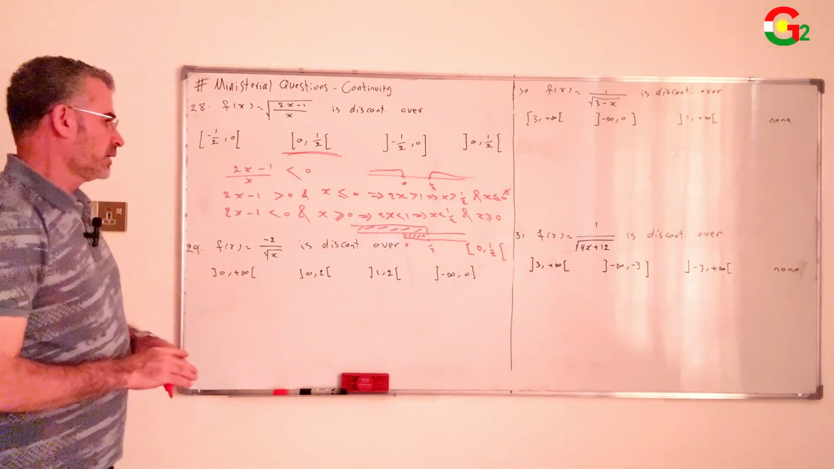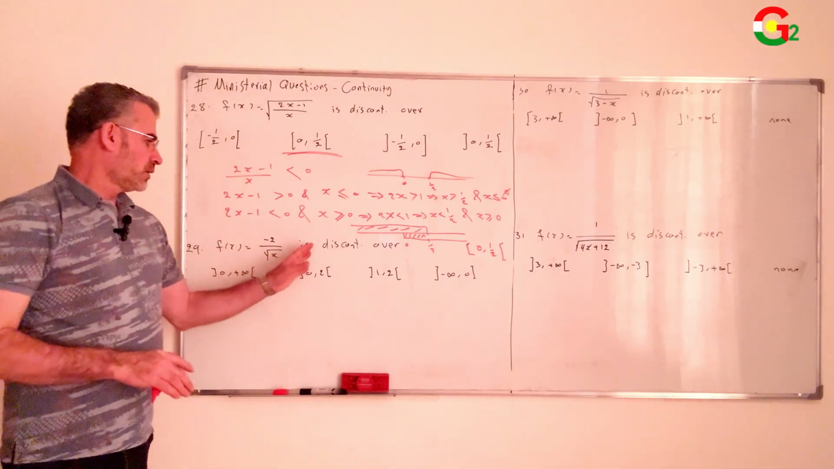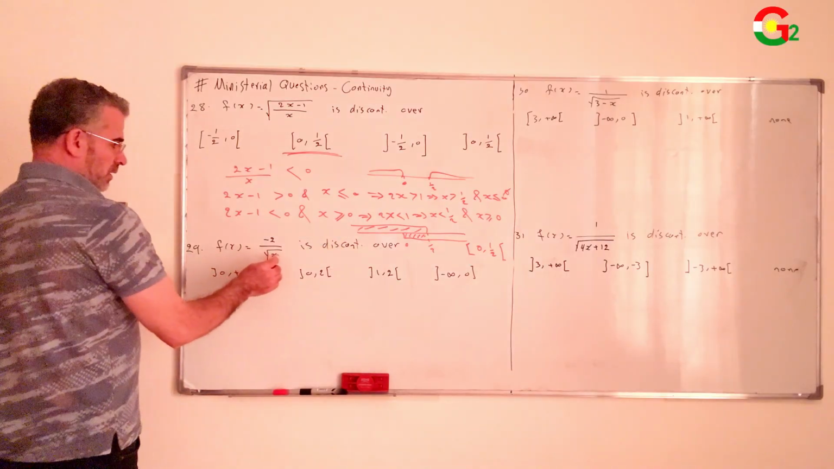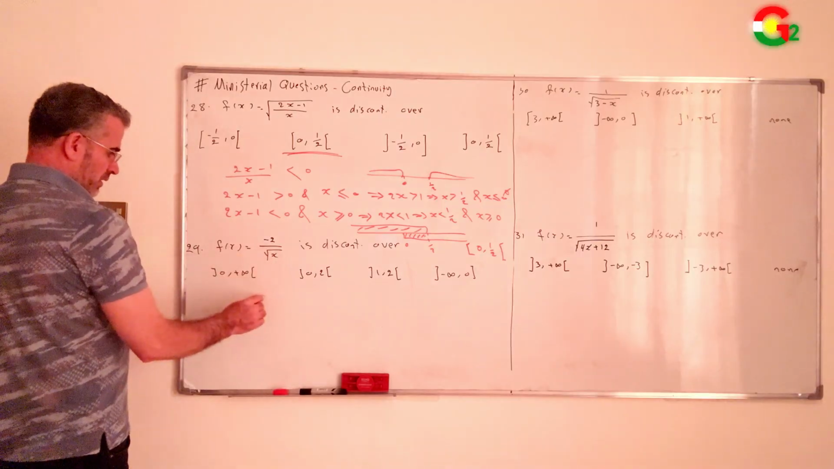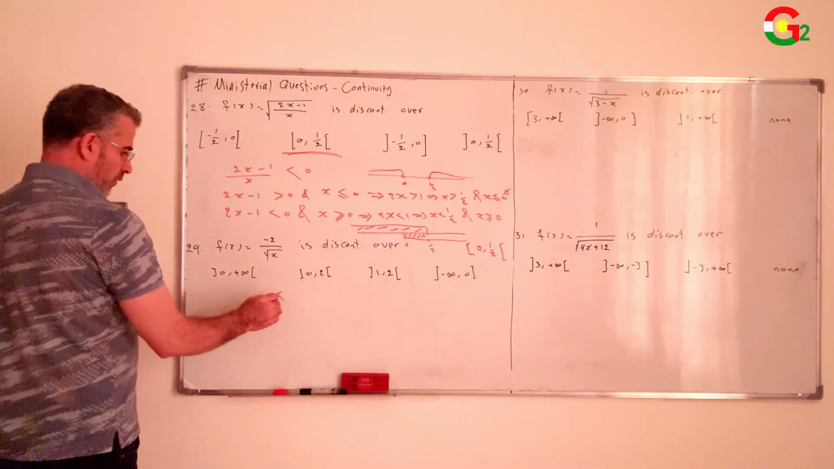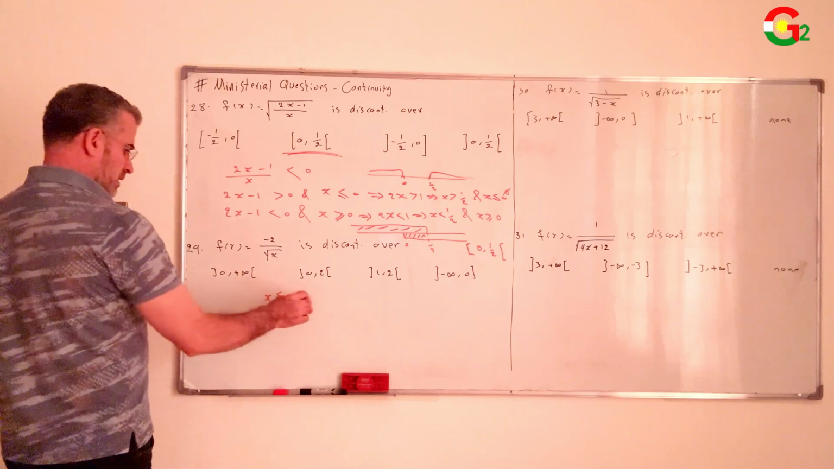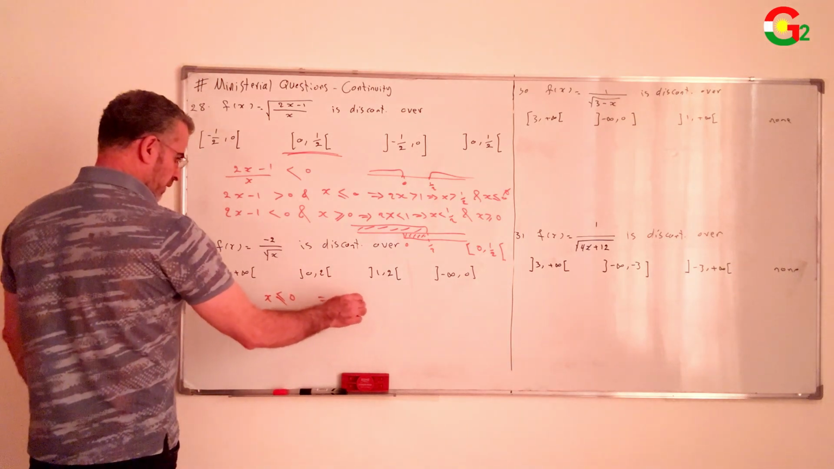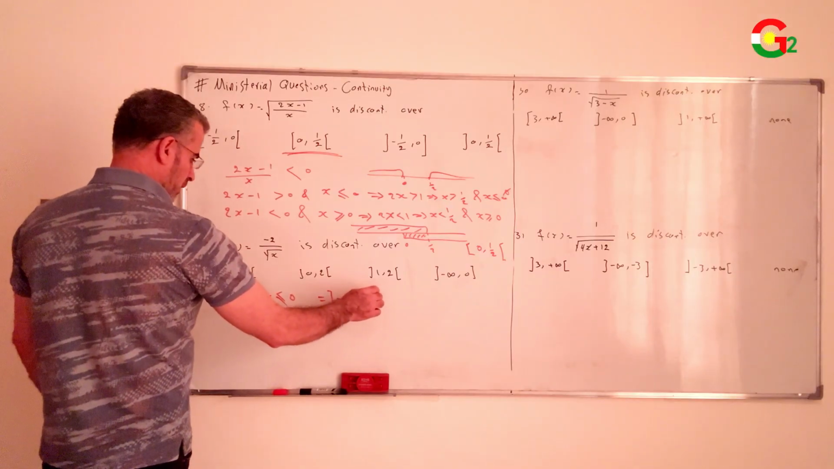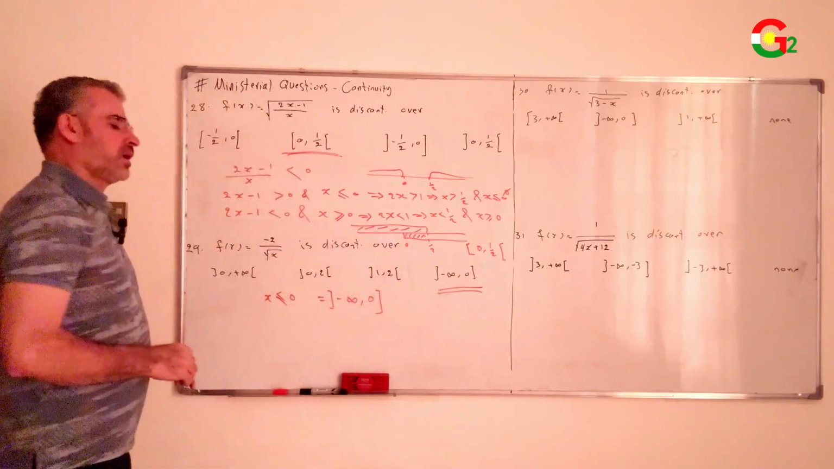Question number 29. F of x equals negative 2 over square root of x is discontinuous over which interval? Then I'll find the reverse of the domain of this function. It means x less than or equal to 0 since it is in the denominator. X less than or equal to 0 means negative infinity to 0, open from negative infinity, closed from 0. Choice D.